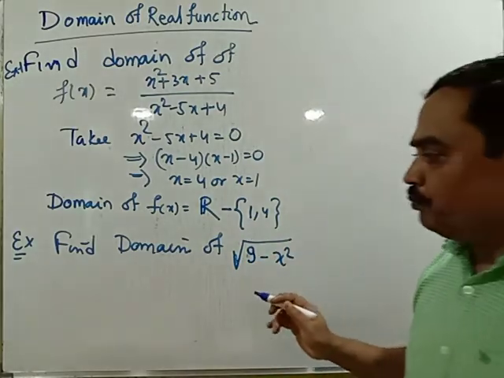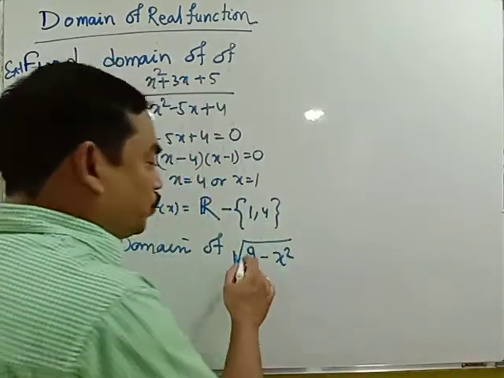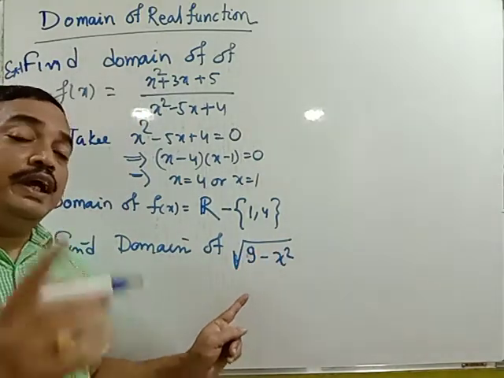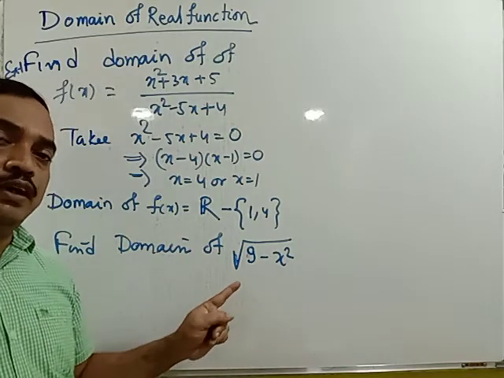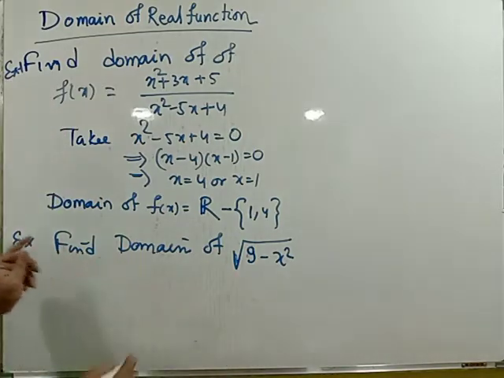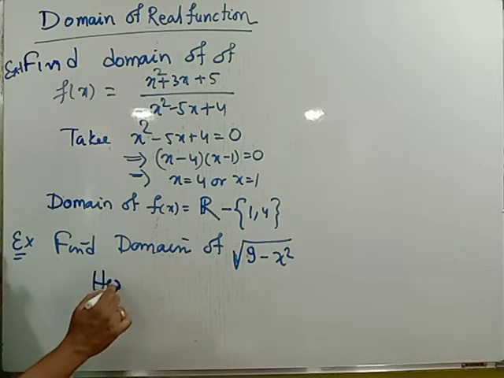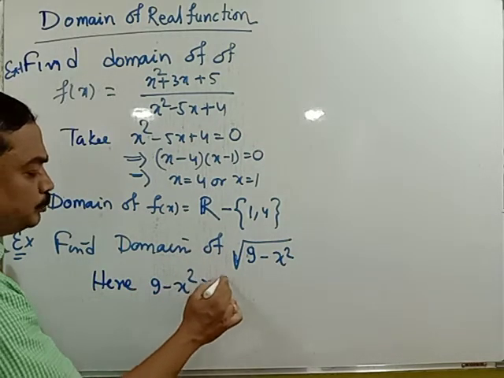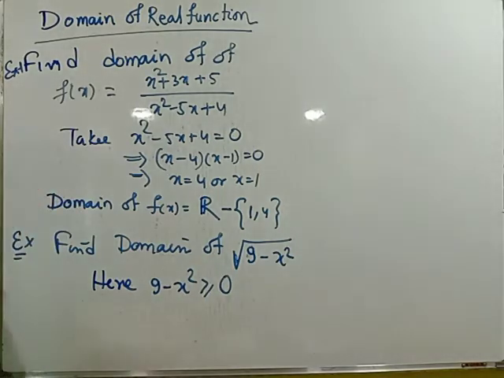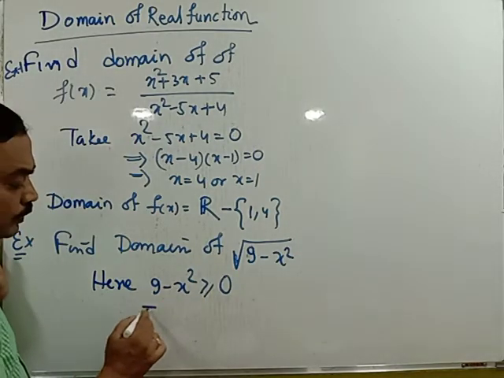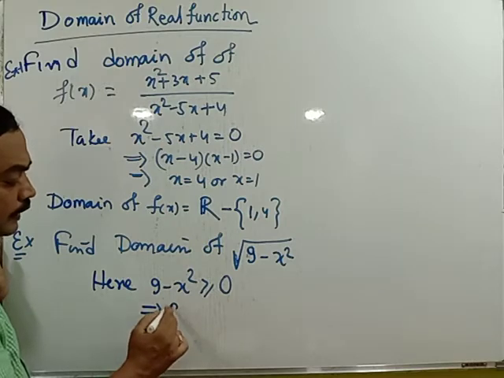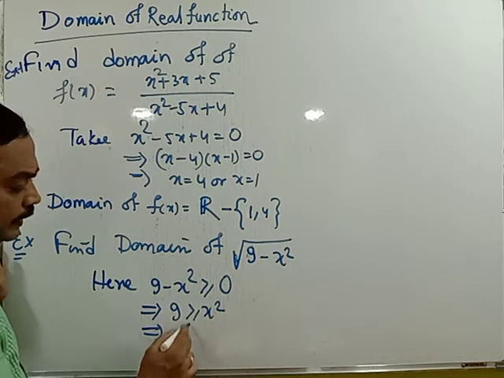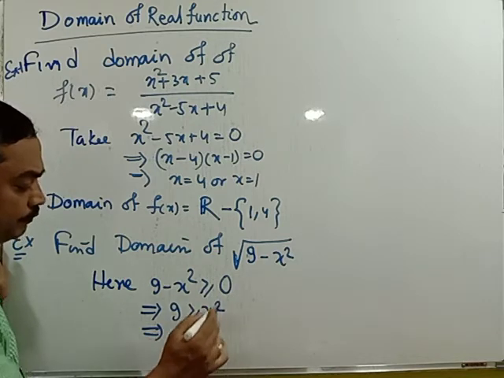As we know, for the square root of this function to exist, this must be greater than or equal to 0. A negative square root will not exist in the real numbers. So the expression under the root, 9 minus x square, must be greater than or equal to 0. Then 9 is greater than or equal to x square, and this implies x square is less than or equal to 9.